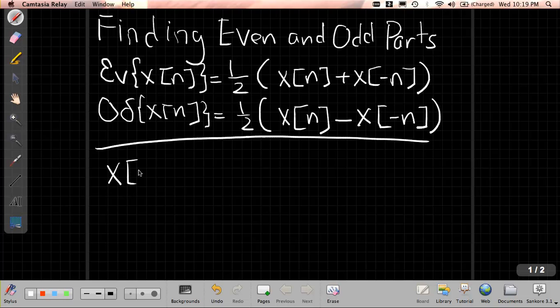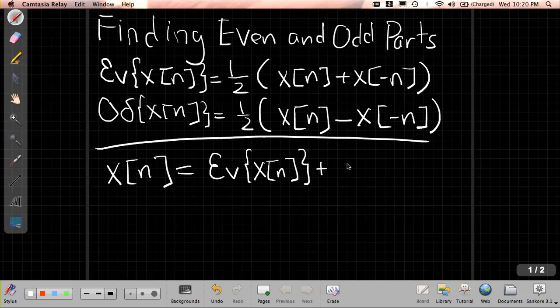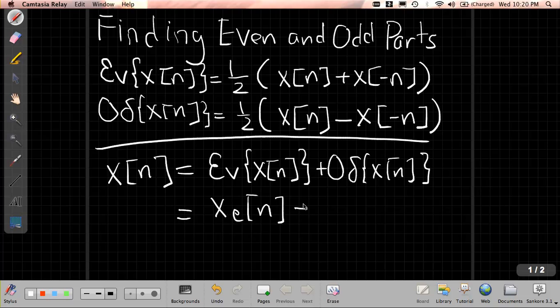And the other important property is that x of n can be written as the sum of its even part plus its odd part. And some people don't like these curly bracket notations, so sometimes it's equivalent to write x sub e and x sub o for even and odd as well. So let me show you an example of how this works with a simple signal.